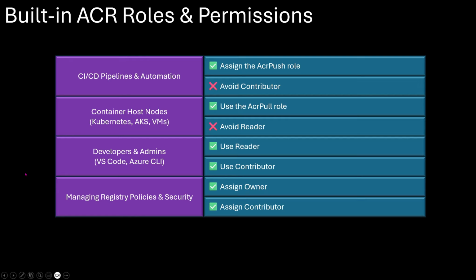Bottom line, to secure your ACR access, you should use Azure RBAC to grant access based on user and service needs, assign built-in roles appropriately, such as ACR push and pull based on the use case needs, restrict broad roles like owner and contributor to essential users only, use custom roles for granular control when needed, and monitor registry access logs in Azure Monitor and Defender for Cloud. By following these best practices, you ensure secure and efficient management of your Azure Container Registry while minimizing security risk.